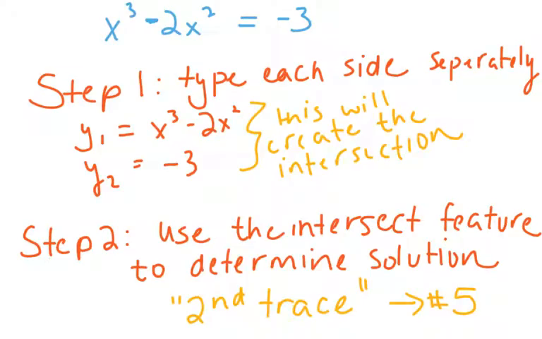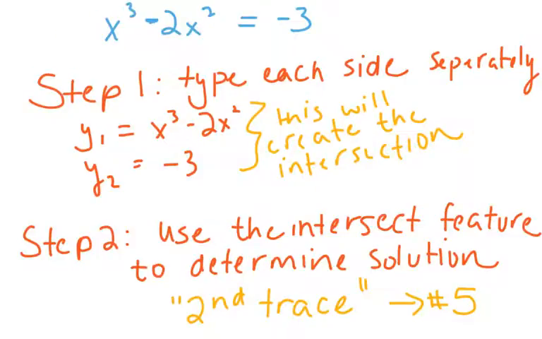So first of all, let's take a look at my function here. And I have two things set equal to each other. Well, what does that mean? When something's set equal to each other, it means they're going to intersect at some point on the graph. So that's our goal. We want to see the point of intersection.